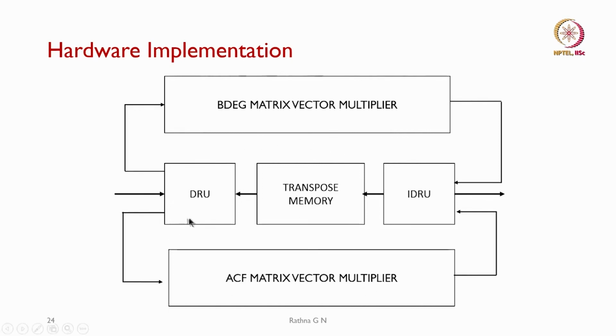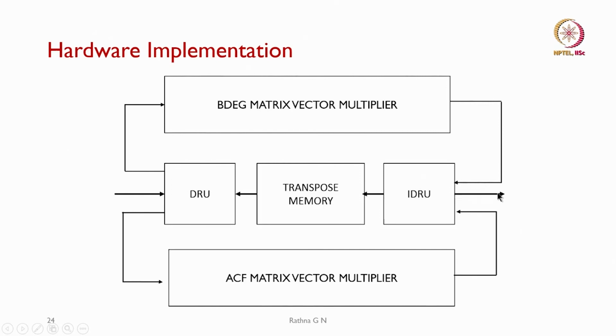This is the data reorder unit. You will have the transpose memory and the ACF matrix vector multiplier, the input will be coming here, and this output is going to be given to our inverse data reorder unit. Then we will be doing the transpose and getting the BDEG matrix vector multiplier, feeding it in, and taking the output from here.